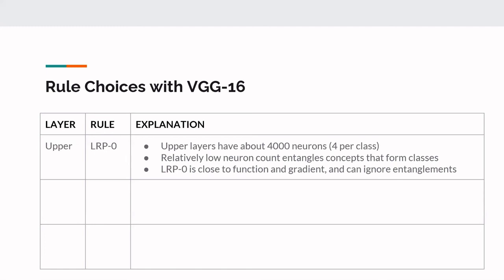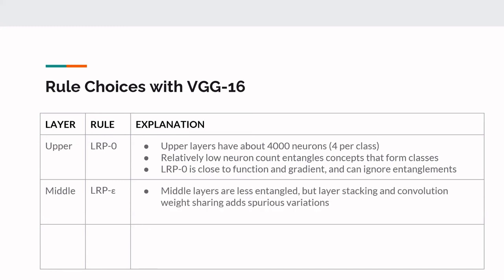Because LRP0 is really close to the function in the gradient, it can ignore these entanglements when trying to visualize this process. For the middle layers, we have the LRP epsilon rule, and the middle layers have a much higher neuron count and are much less entangled, but the layer stacking and convolution weights can add spurious variations, as we mentioned earlier, those Clever Hans behaviors. So with the LRP epsilon and that added epsilon value in the calculation, we can filter out these spurious variations.